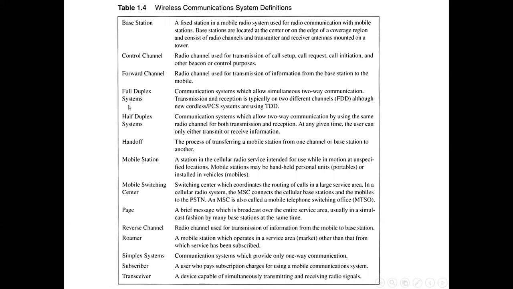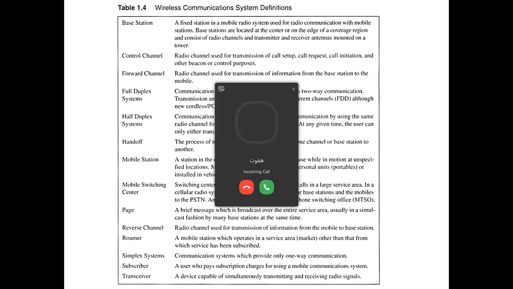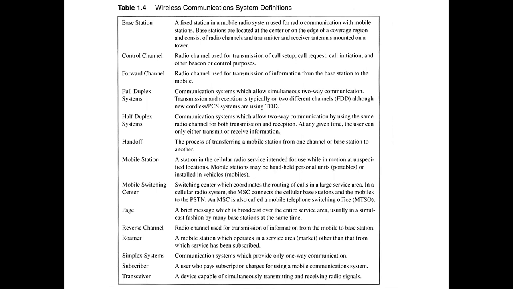Now, as I think you have studied the full duplex, half duplex, simplex systems. Simplex system is a one-way communication. Half duplex is two-way, and full duplex is two-way at the same time. So as I think you have studied these terms. Of course, the communication channels used in the cellular communication system will be of kind full duplex.